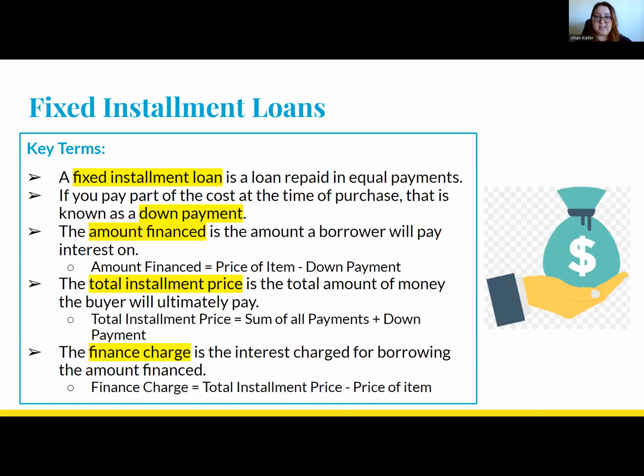So looking at fixed installment loans, we're going to go through some key terms, so when they come up later on, we know what we're talking about. You say a fixed installment loan is a loan repaid in equal payments. So that's what a fixed installment loan is.